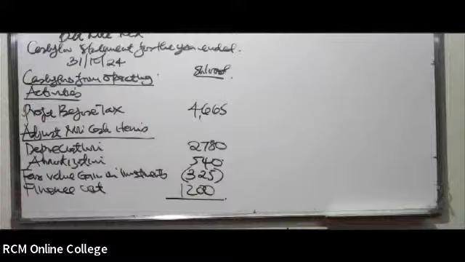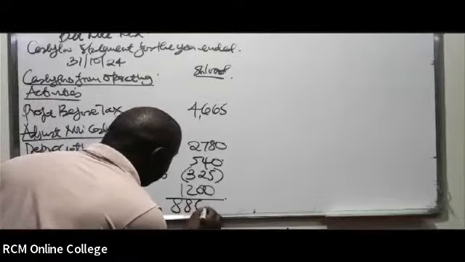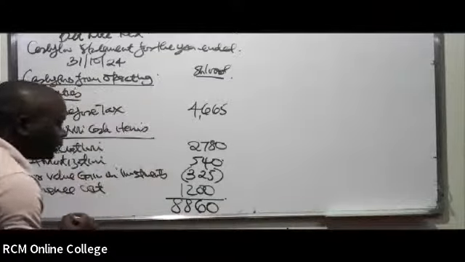Those are the only items affecting there. What do you get when you add? So 2780 plus 540 plus 325 plus 1200. You're getting 8860. So like that, 8860.